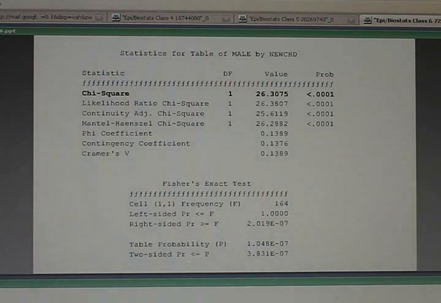So the answer would be 0.000000383. Clearly, that's less than 0.001.